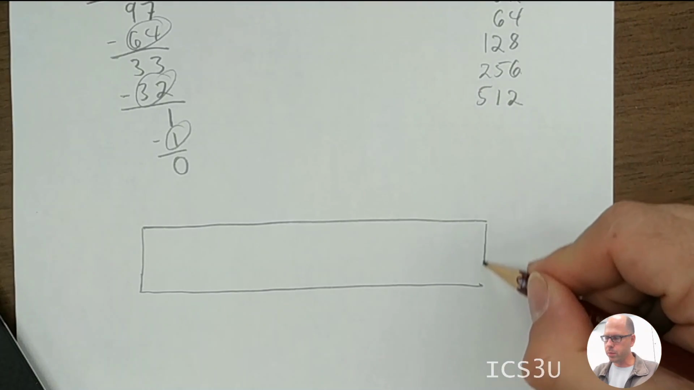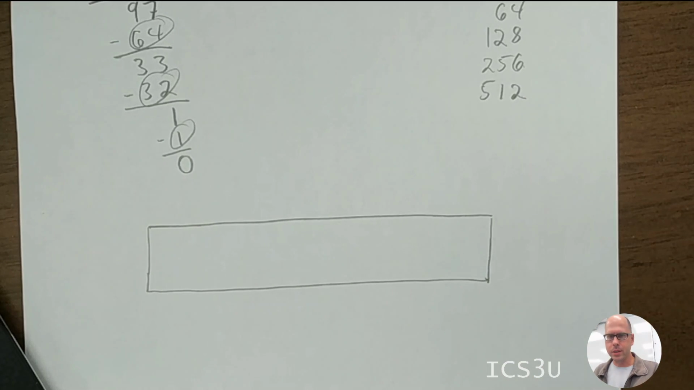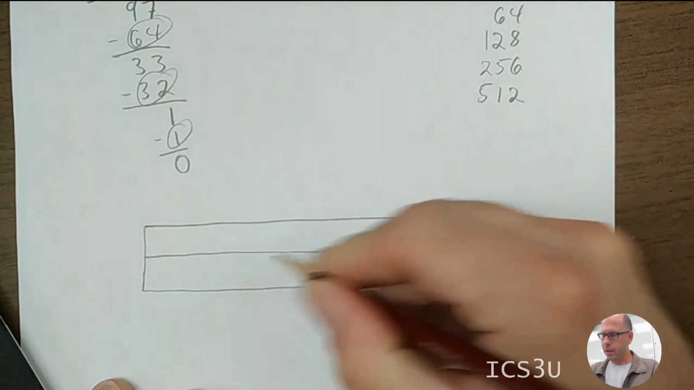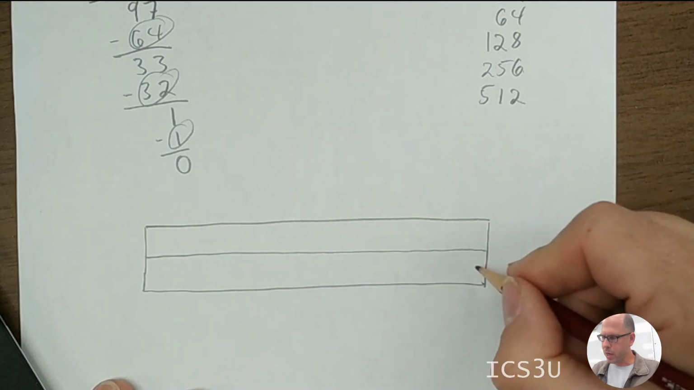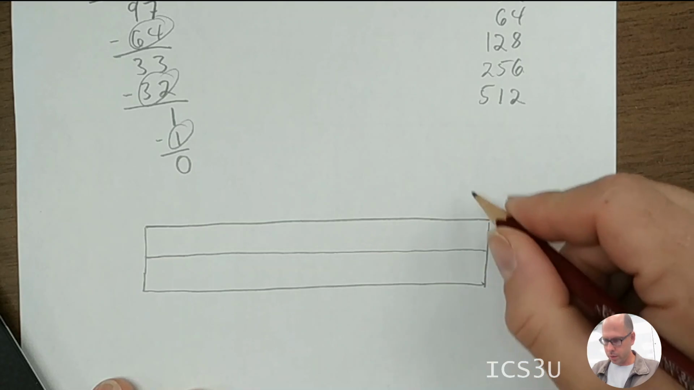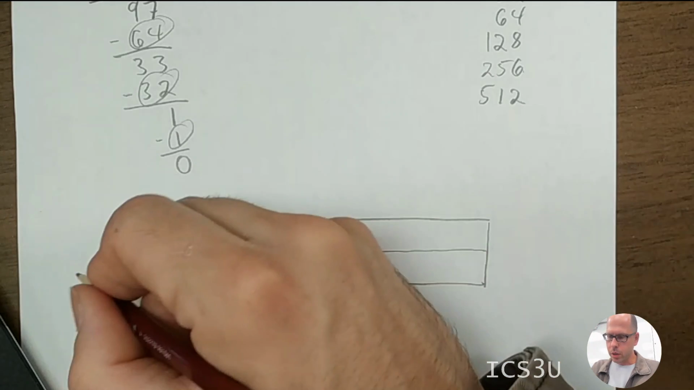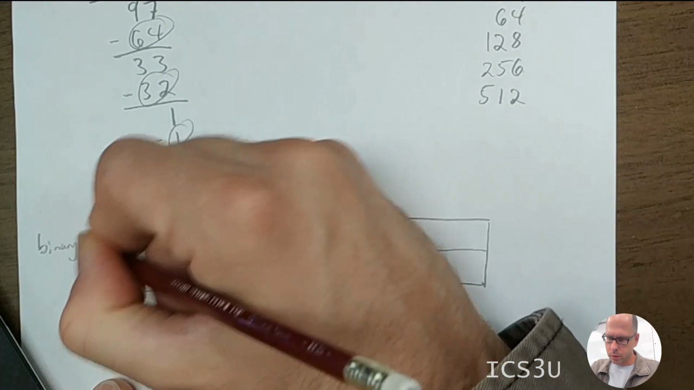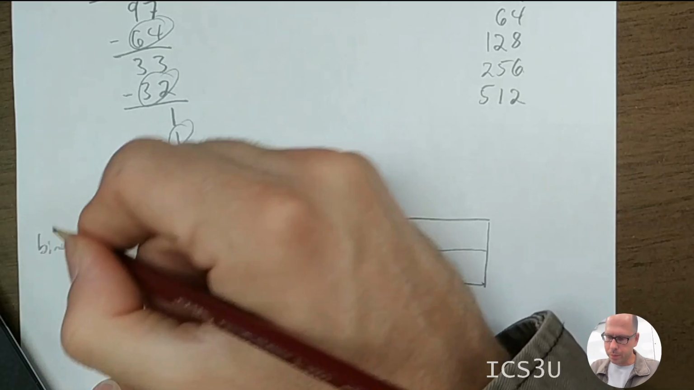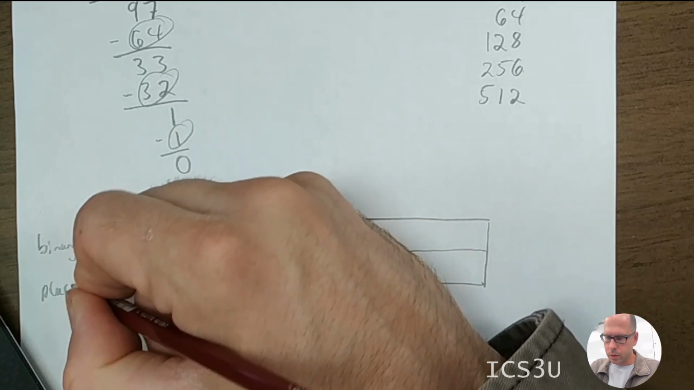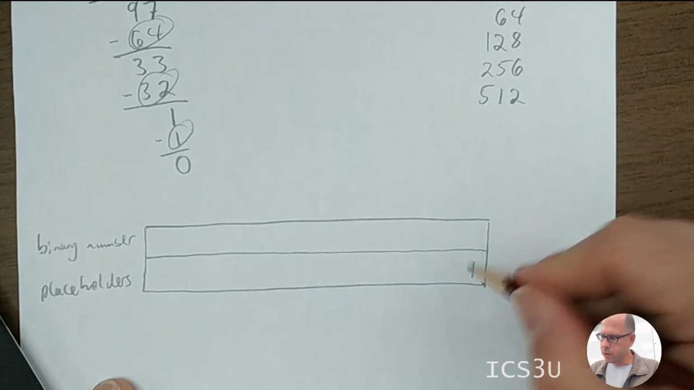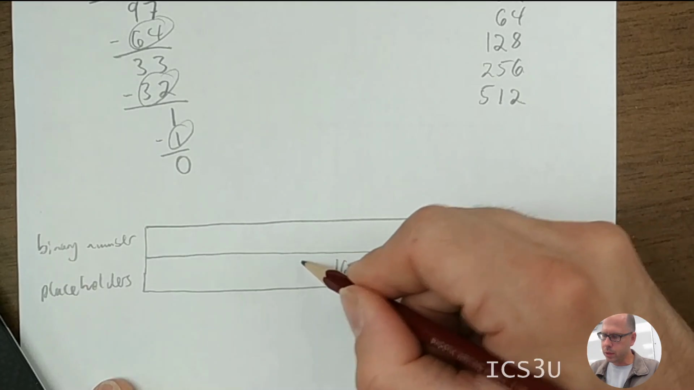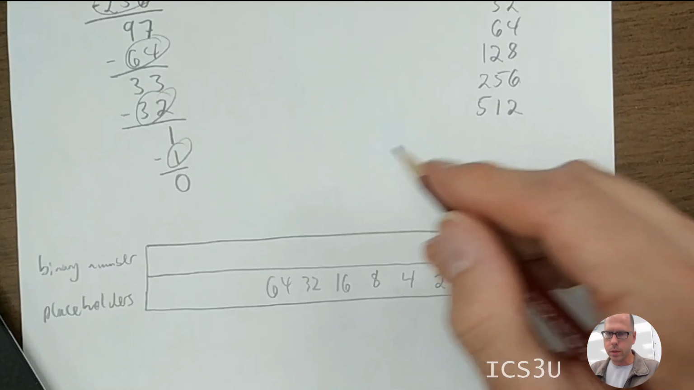So I'm going to go freehand here, but we have the first power of 2 that we could have used, that is in the placeholder for our binary number. So this is going to be the binary number. These are going to be the placeholders. This is the 1's placeholder, this is the 2's placeholder, the 4's, the 8's. These are just the powers of 2, 16, 32, 64.